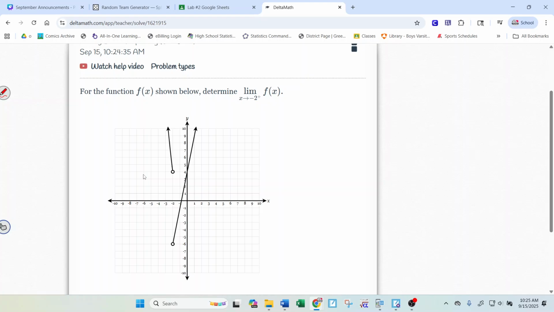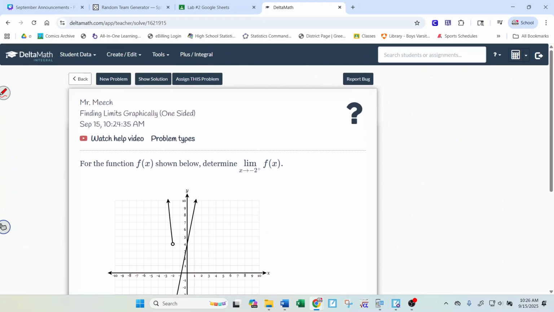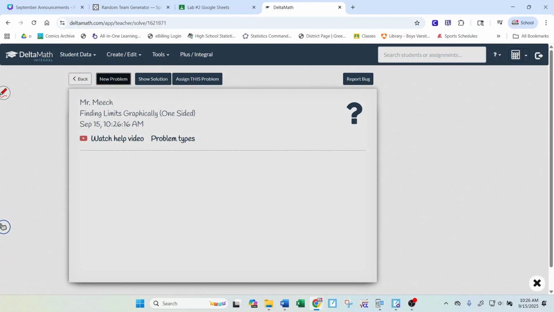By theorem Bob, the limit from the left and the limit from the right have to be the same. What's the limit from the left? 4. So they're not the same. So the limit at 2 doesn't exist. All right, let's do a new problem.